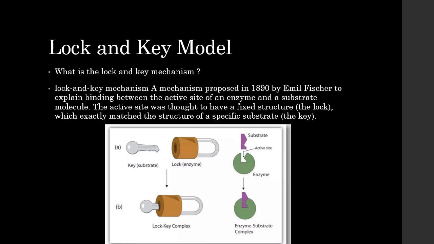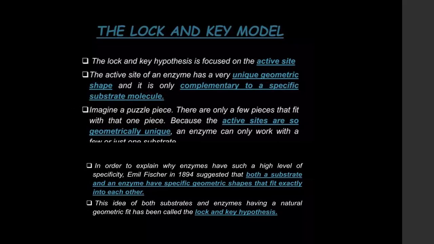Here, both the structures of the substrate as well as the active site of an enzyme are considered to be very rigid in nature. To proceed further, the lock and key hypothesis is mainly focused on the active site. The active site of an enzyme has a very unique geometrical shape and it is complementary to a specific substrate molecule. Imagine a puzzle piece.